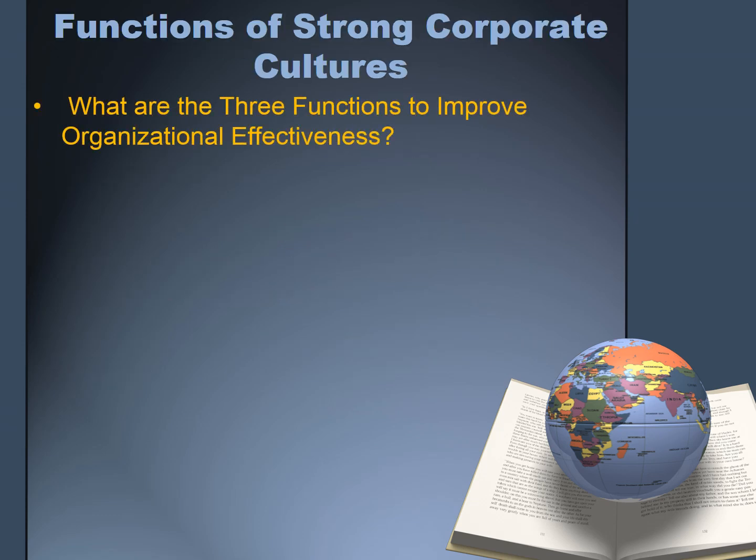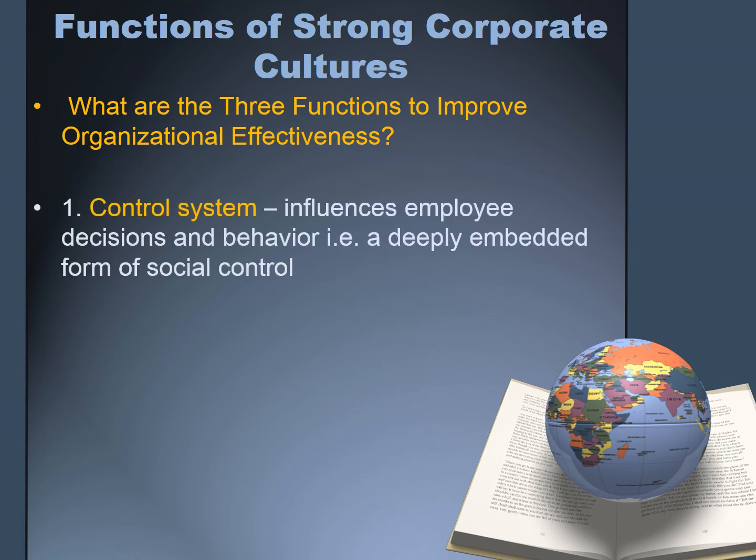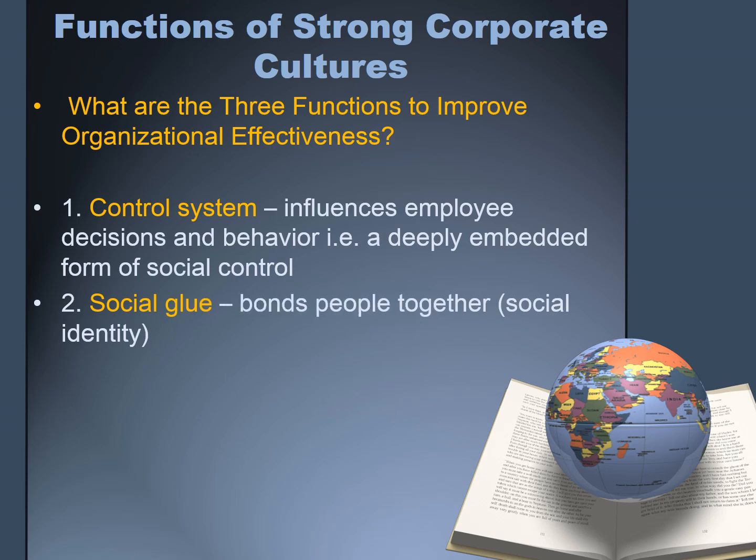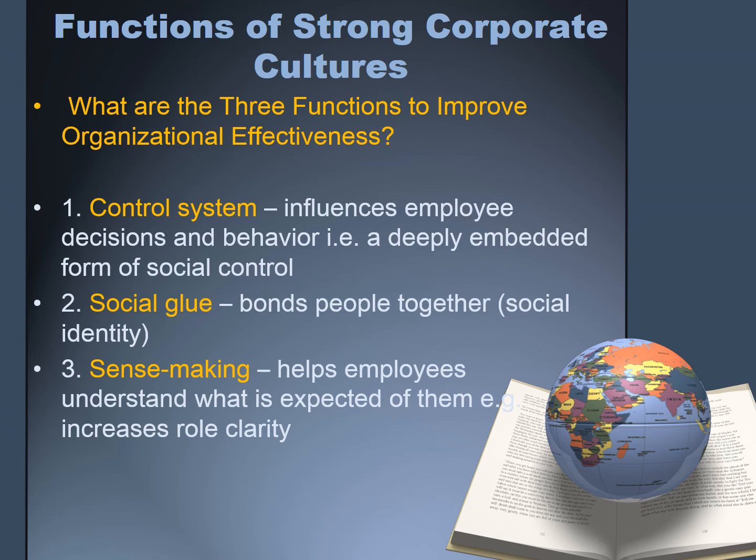Some functions of strong corporate cultures. There are three functions to improve their effectiveness. 1. Control system. Influences employee decisions and behavior, kind of like a deeply embedded form of social control. 2. Social glue is what bonds people together, or social identity. 3. And sense making helps employees understand what is expected of them and helps increase their role clarity.